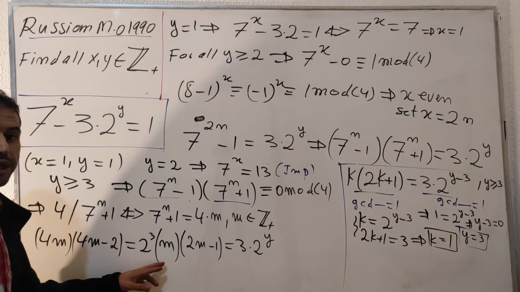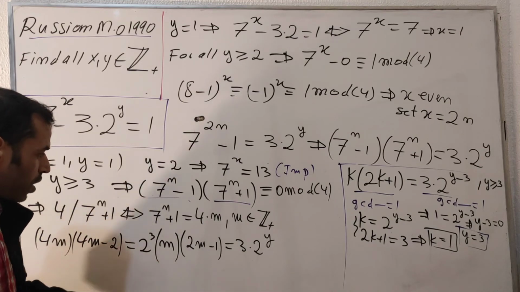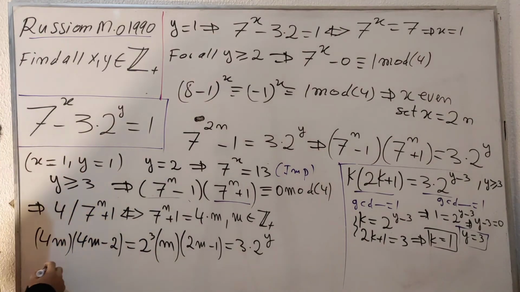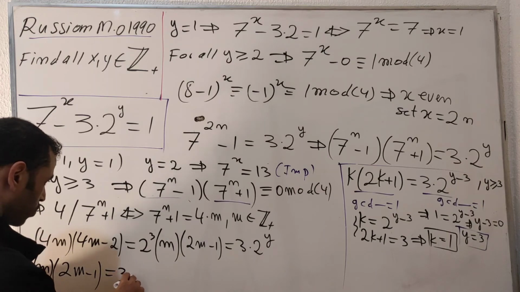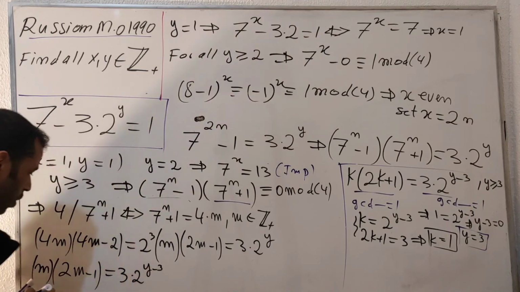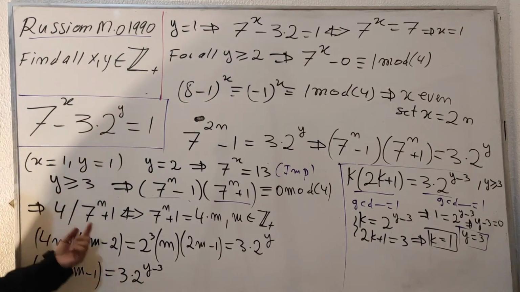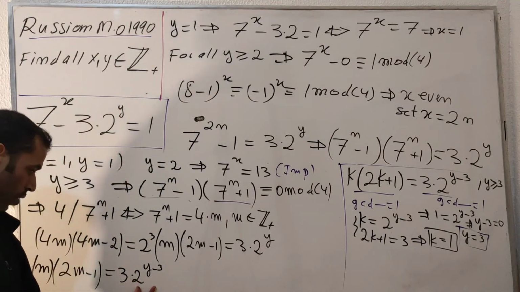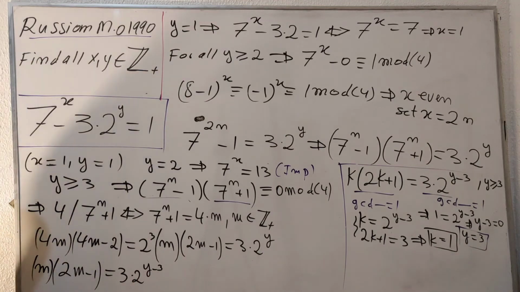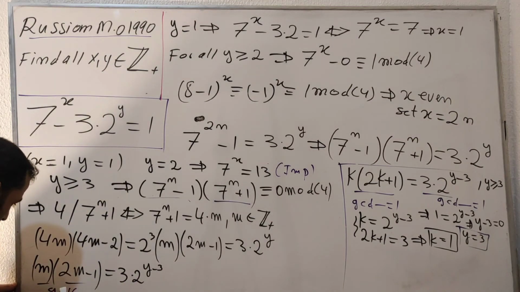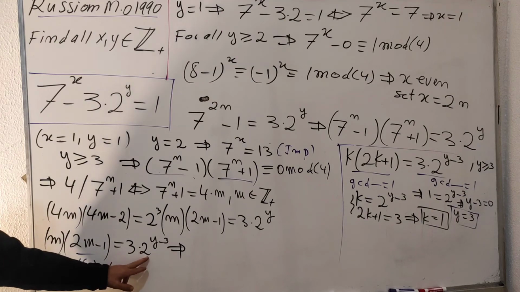Okay, I'm going to do the same job that I did previously, dividing both sides by 8. So I get here m factor 2m minus 1 equals 3 multiplied by 2 to the y minus 3. Because since we have y is at least 3, now this one becomes an integer. At least it can be number 1, because if y equals 3, I will have 2 to the 0, which is 1, which is an integer. So same thing here, GCD of this one equals 1. This one is a power of 2.